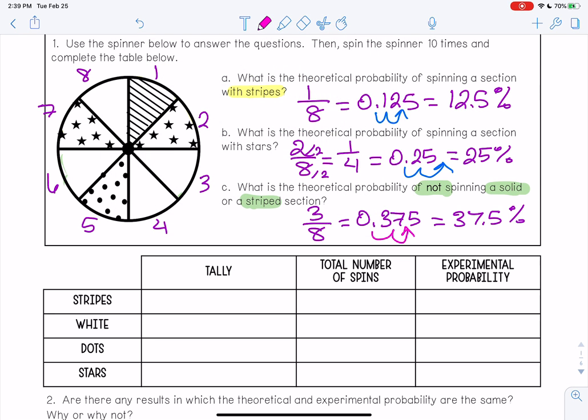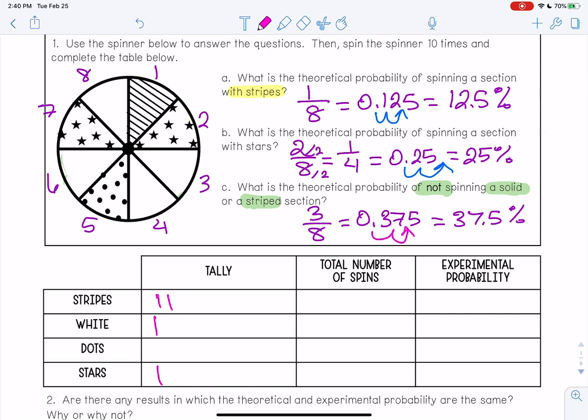So let's go ahead and spin the spinner. So in my first go around, I ended up with a stripe. Second spin, stripe again. Oh, wow. Third spin, stars. Fourth spin, white again. Or I'm sorry, not stripe. I got white.